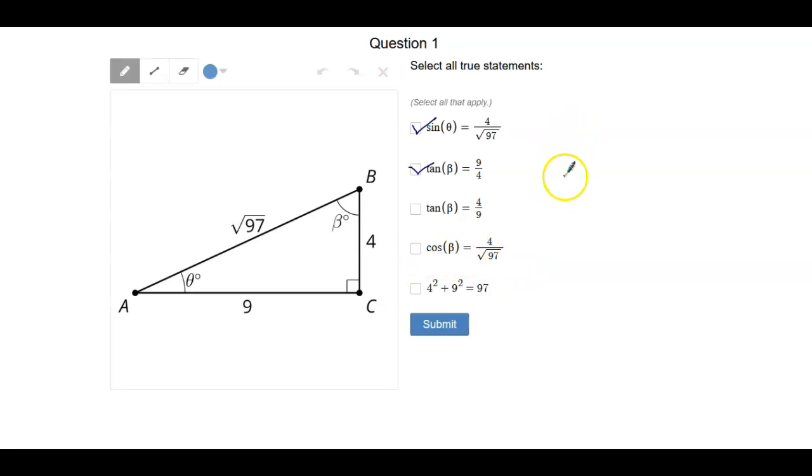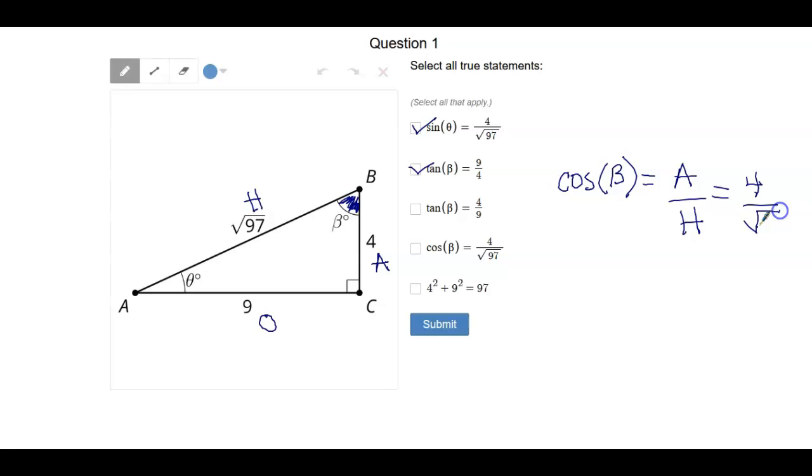So cosine of beta is equal to, cosine is the adjacent over the hypotenuse. So we're looking at beta, again, we're looking at this angle here. Directly across from beta, that's our opposite, which means that this is our adjacent because the hypotenuse is across from the 90-degree angle. And cosine is the adjacent over the hypotenuse, so that would be 4 over the square root of 97. Which is a true statement.